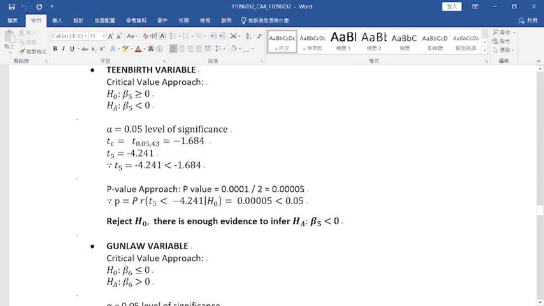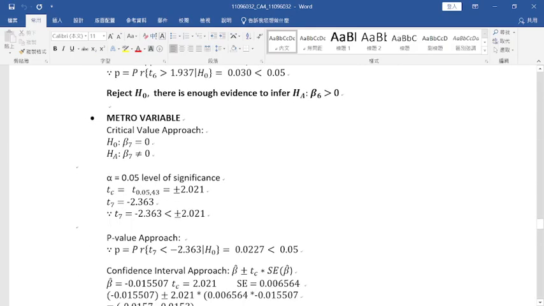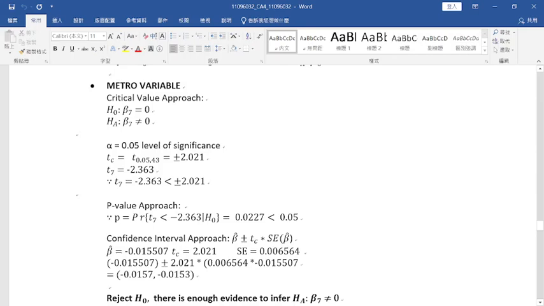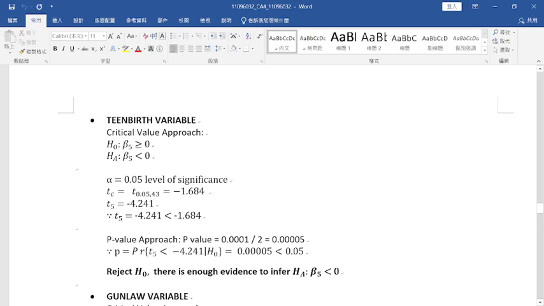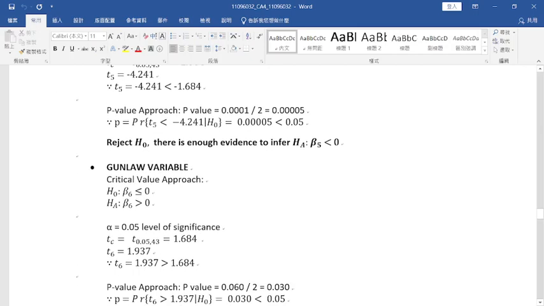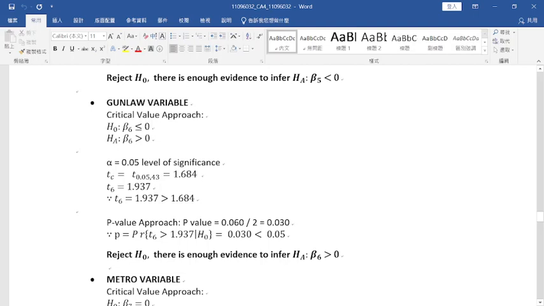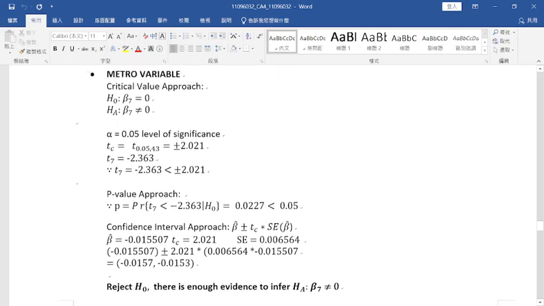Now let's go to the exciting part, the metro variable. For this one, we did the two-sided testing. For teen birth, we are expecting a negative relationship, and we also reject this. For the next variable, the coefficient is positive, and the value that we got also falls in the rejection region. Also the p-value is smaller than the 5% level of significance.